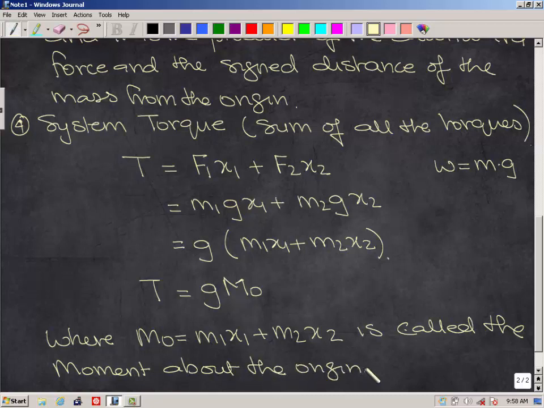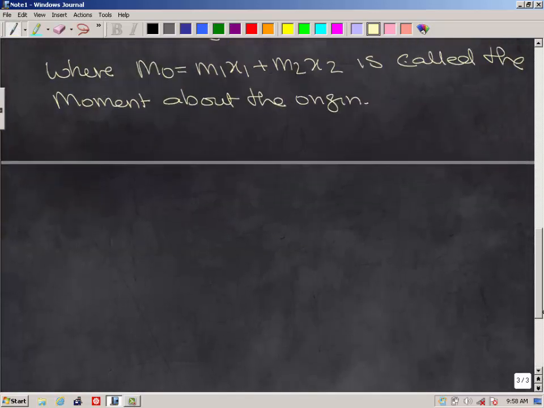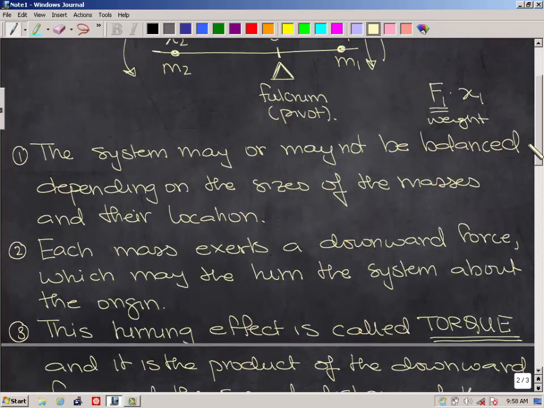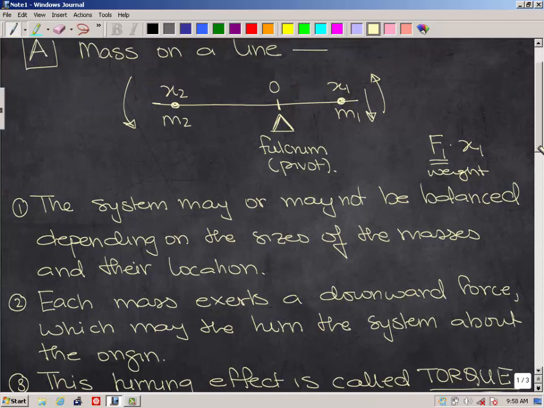There's a lot of physics going on here. So we started talking about torque and now we're talking about moment. Now the next thing we're going to talk about is, remember, our goal is to figure out what x bar should be so the system is balanced.